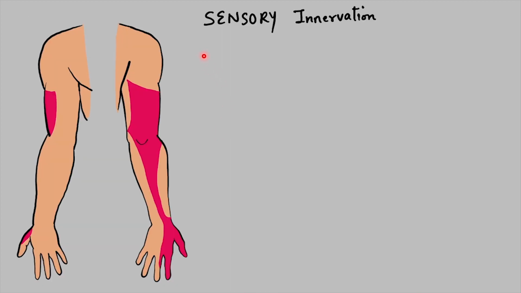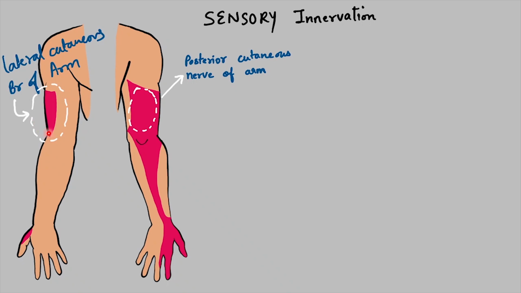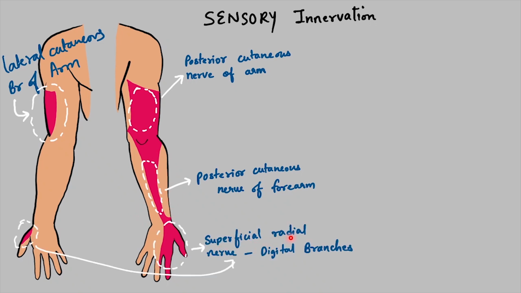The radial nerve also gives sensory supply to the upper limb in these areas. The posterior cutaneous nerve of arm gives sensory supply to the posterior aspect of the arm. Another branch called the lateral cutaneous nerve of arm gives sensory supply to the lateral aspect of the arm. The posterior cutaneous nerve of forearm gives sensory supply to the posterior aspect of the forearm, and the superficial radial nerve gives sensory supply to the hand through the digital branches.